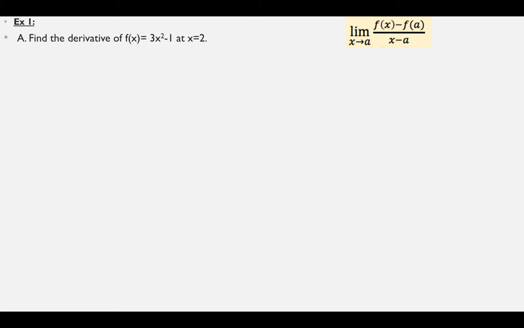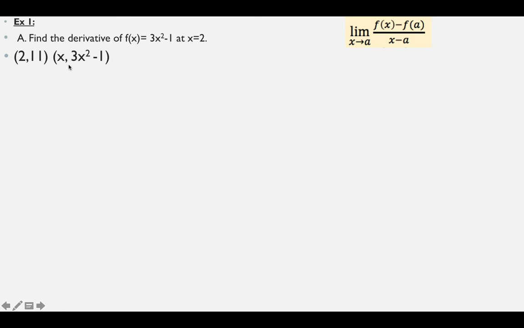Find the derivative of f of x equals 3x squared minus 1 at x equals 2. So basically the point that I need to hold still is going to be 2 comma something. So I'm going to take the 2 and plug it in here to find out what that something is. So 2 squared is 4, times 3 is 12, minus 1 is 11. So the point that's going to be constant is 2 comma 11.